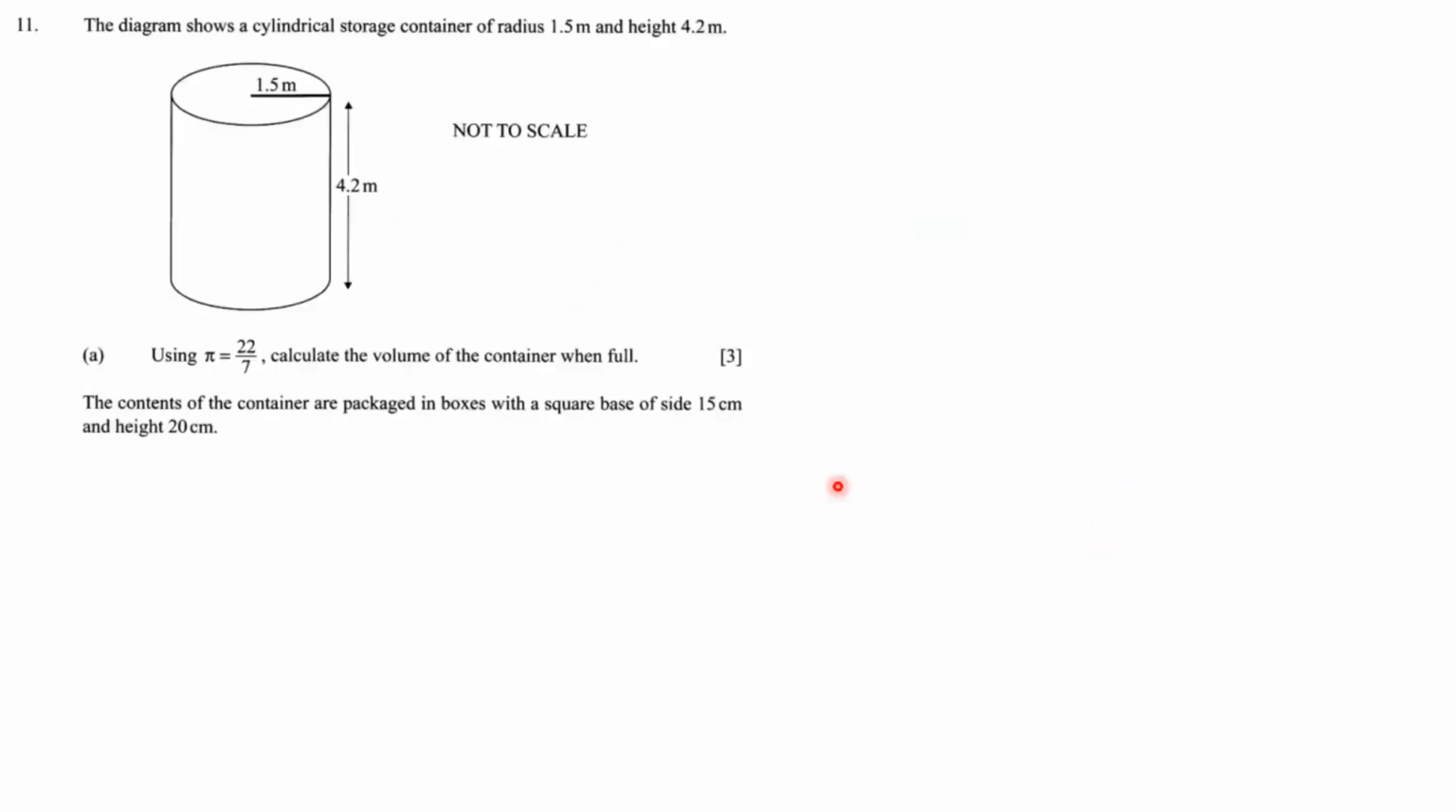Okay, let's move on to the next question. It says, the diagram shows a cylindrical storage container of radius 1.5 and height 4.2. Using pi as 22/7, calculate the volume of the container when full.